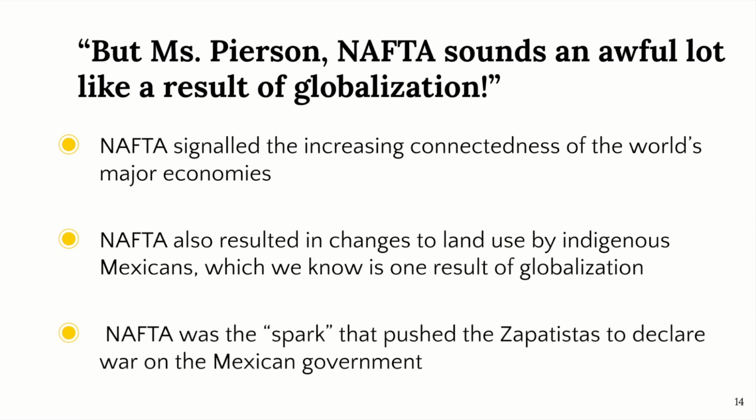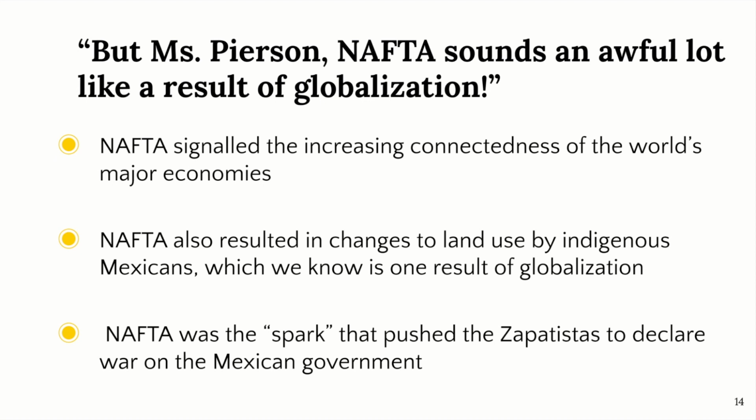NAFTA is especially important because it led to extreme resentment among the Zapatistas. They felt that the newest president, like past presidents, was not only leaving them out of land reforms, but was also selling out his own people in order to gain a higher economic standing in the global economy. The Zapatistas felt forgotten by their own government, and they declared war on the Mexican government one day after the signing of the NAFTA treaty.